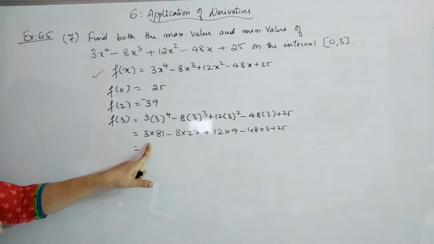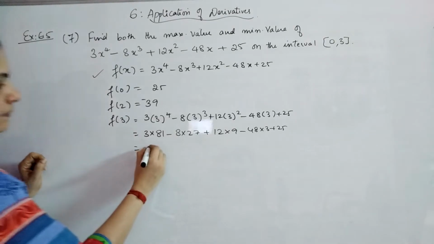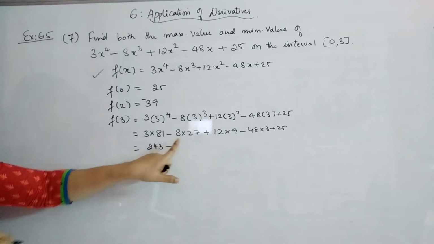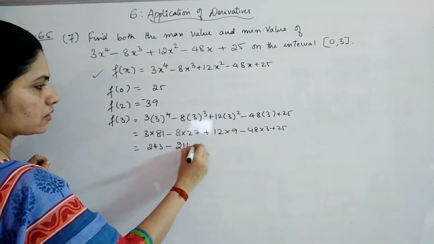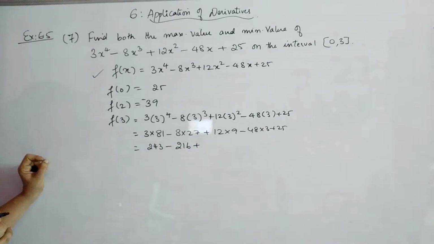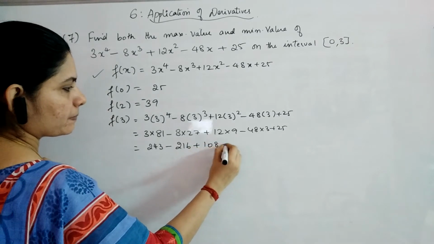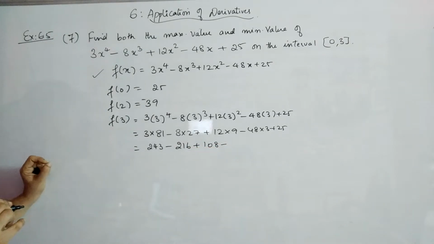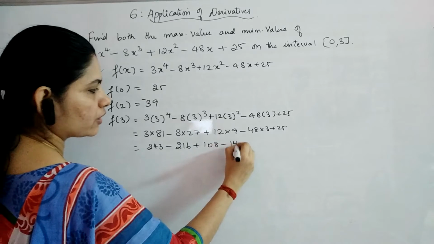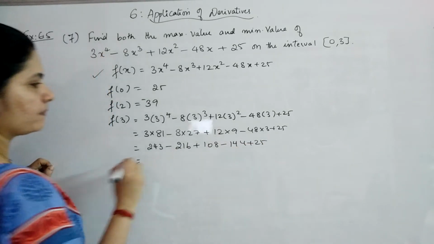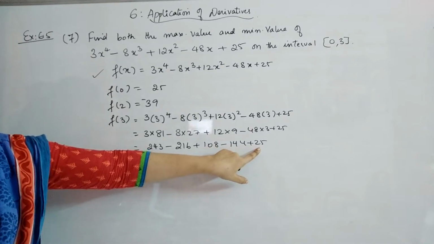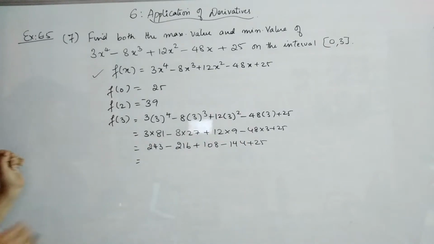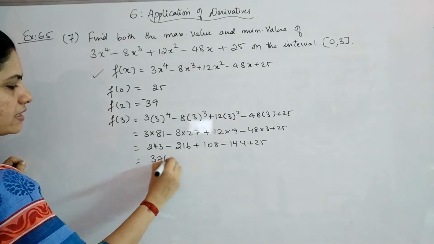Now just calculate what is 3 into 81. It will give you 243, minus 8 into 27, which is 216, plus 12 into 9, 108, minus 48 into 3 will give you 144, plus 25. So 243 plus 108 plus 25. You just calculate. You'll get 376.